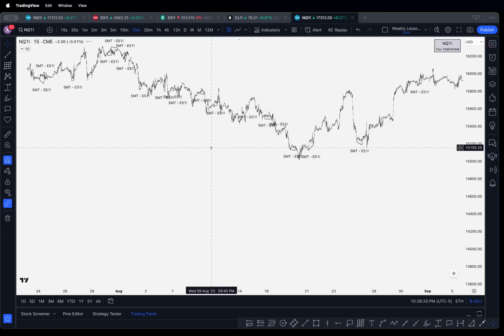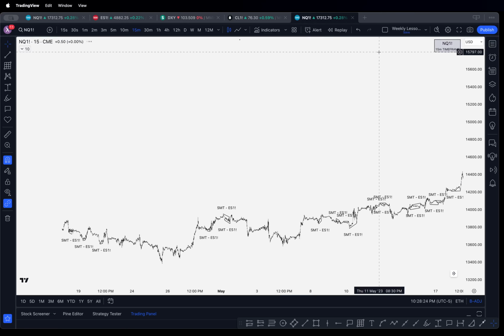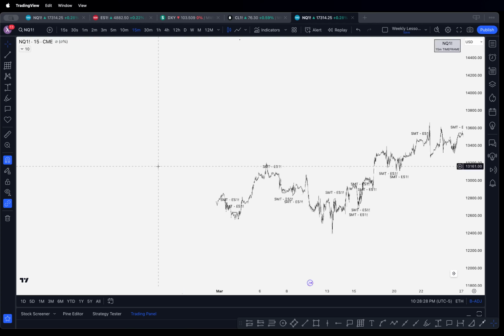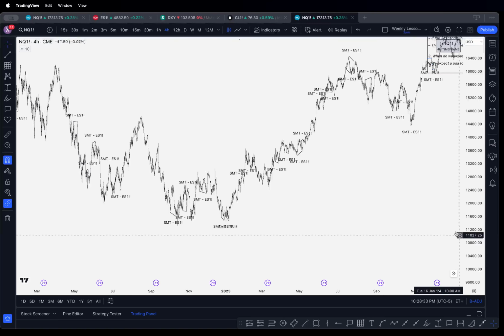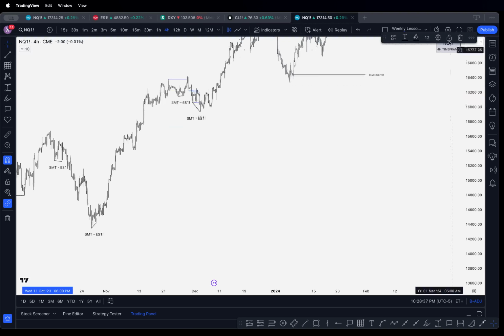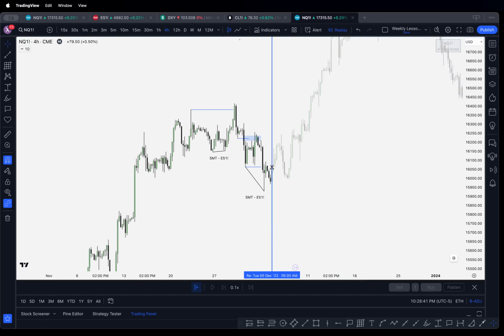Do you have an indicator for SMTs? I do. It's called, it's by TIFO. I don't know where I put that. Where did I put it? Oh, right here. I have to prove this to myself now.